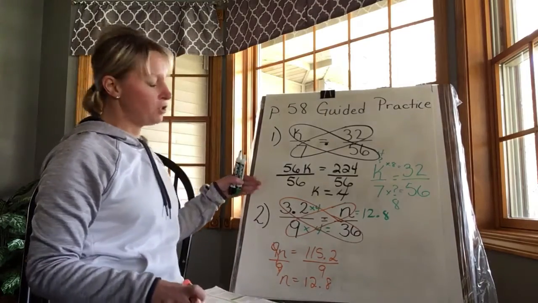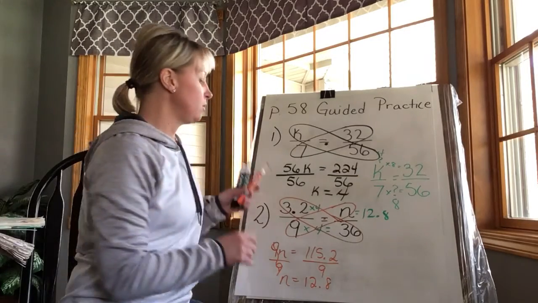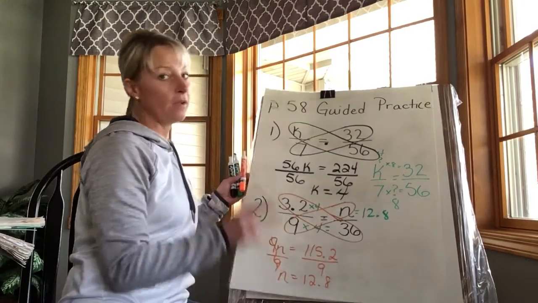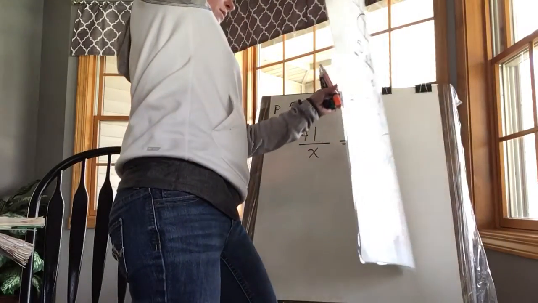So now you can see there's 2 different options to solve proportional problems. You can do either one. You only get 2 choices if it's easily able to do that.